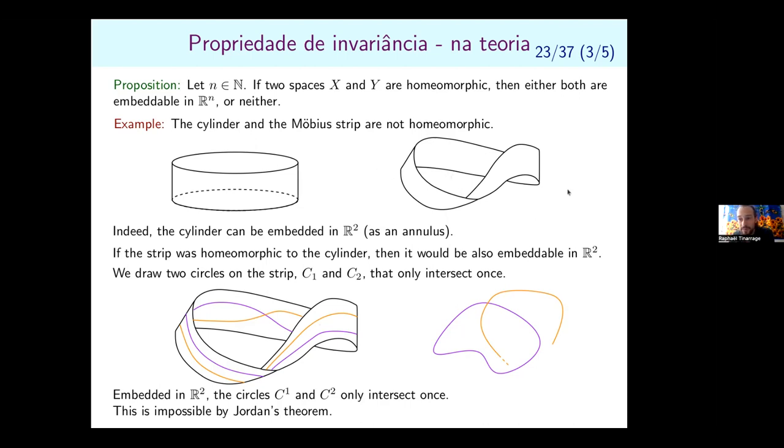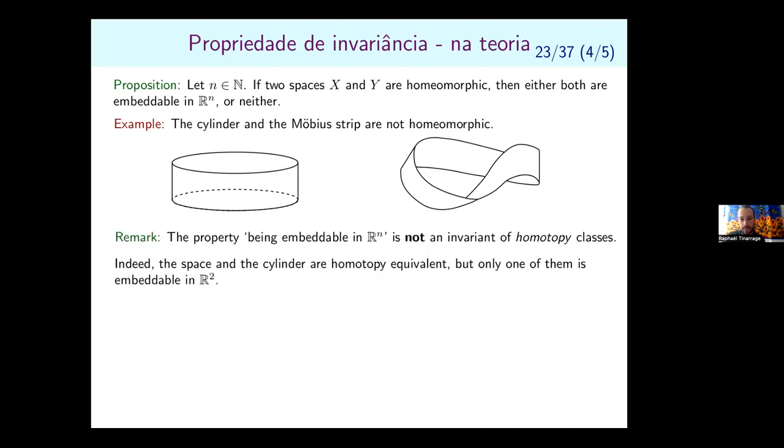All right? Embeddability is an invariant of homeomorphism classes, but not of homotopy classes, right? The cylinder and the Mobius strip are homotopy equivalent, because I can retract both spaces into their inner circle. They are both homotopy equivalent to a circle.